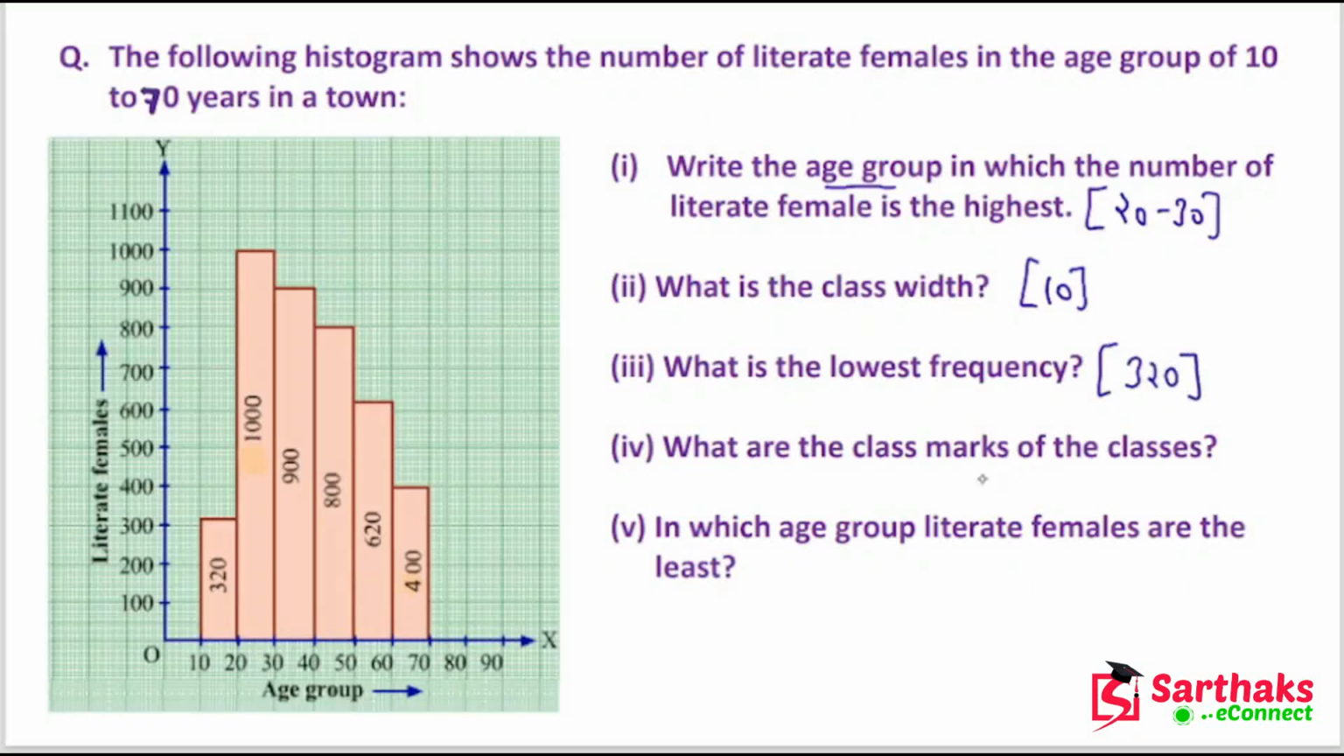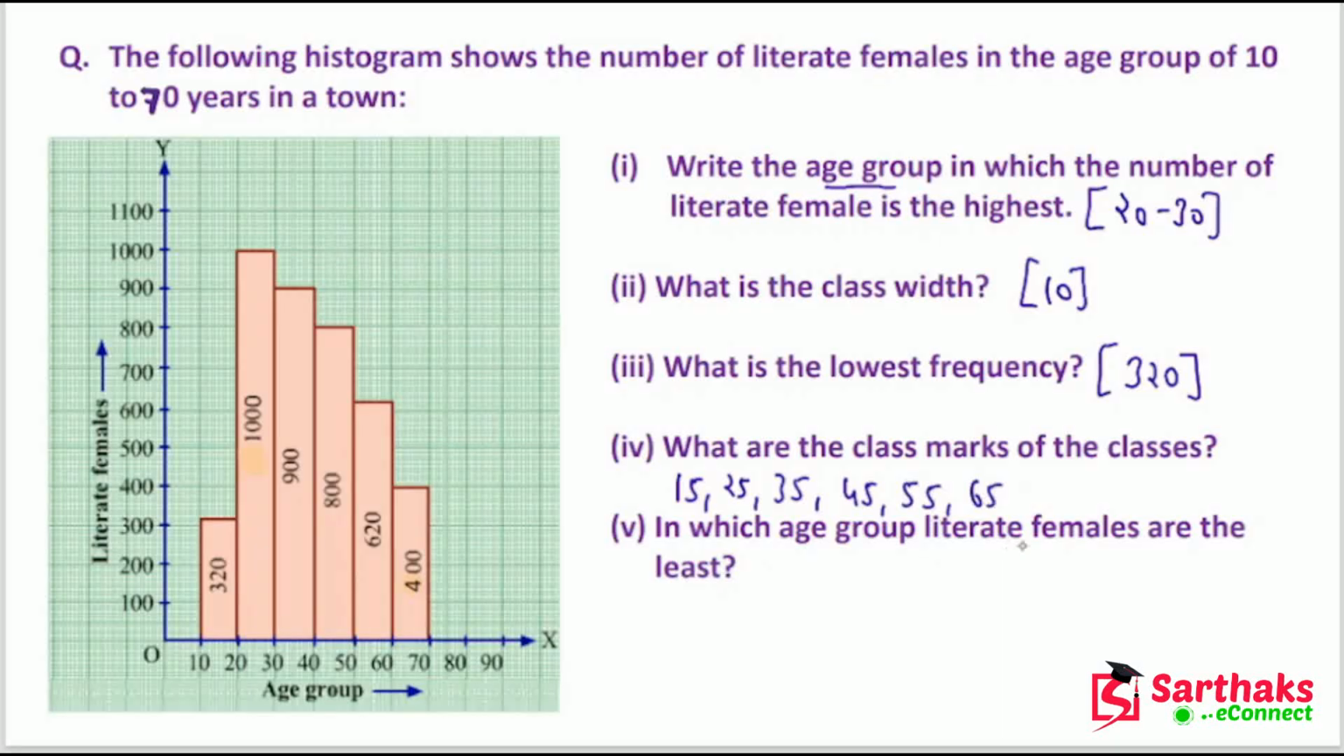What are the class marks of the classes? Class marks are basically midpoints of a class interval. For 10 to 20, the class mark would be 10 plus 20 by 2, that is 15. For 20 to 30, it would be 20 plus 30 by 2, that is 25. For 30 to 40, it would be 30 plus 40 by 2, that is 35. For 40 to 50, it would be 45. You can clearly see it is the midpoint of the class interval. For 50 to 60, it is 55, and for 60 to 70, it is 65.